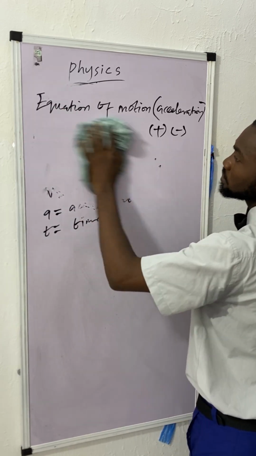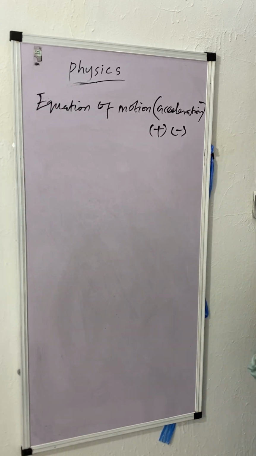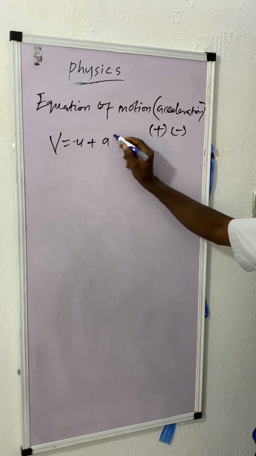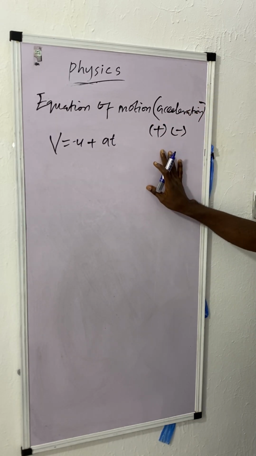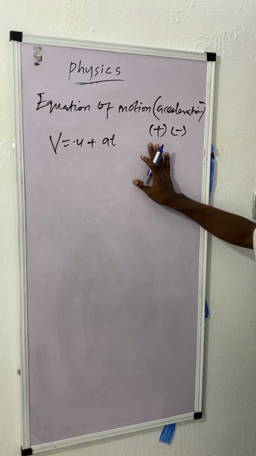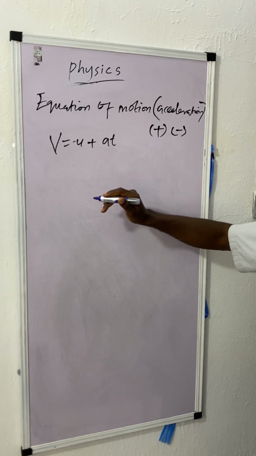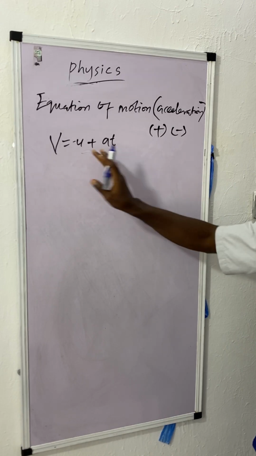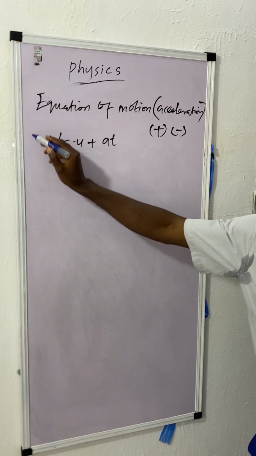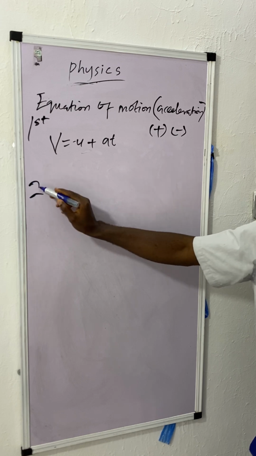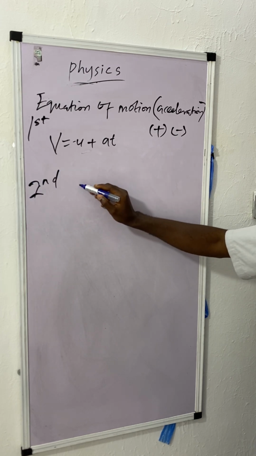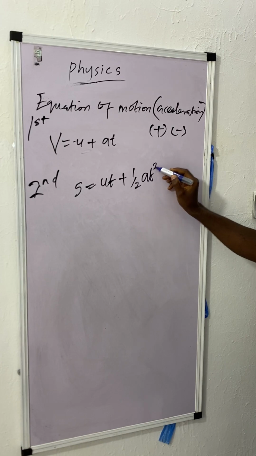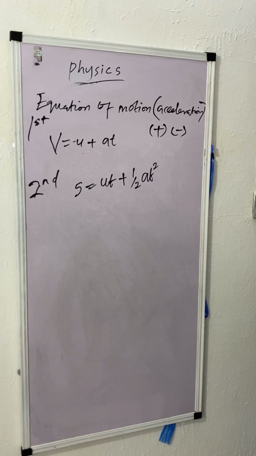So let's look at the second equation of motion. Let me write it out again and quickly explain that. V is equal to U plus at. This is for accelerated motion. When we are calculating deceleration, for example, we are going to change this plus to minus. That's the difference. The second equation of motion is S is equal to ut plus 1 over 2, which is half, at raised to power 2.